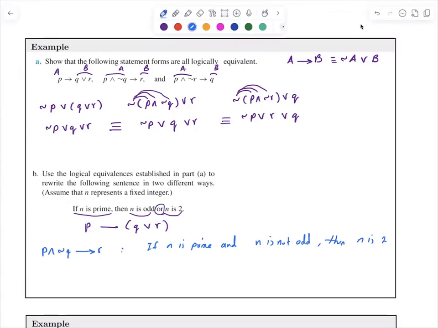Let's take a look at another statement equivalent to that. You have P and not R, then Q. What's the meaning of that? My P is n is prime, so it says if n is prime and n is not 2, then Q, then n is odd. So using equivalent statements helps us to rewrite some complicated statements in a simpler version or simpler format.